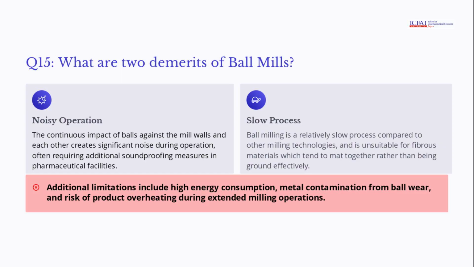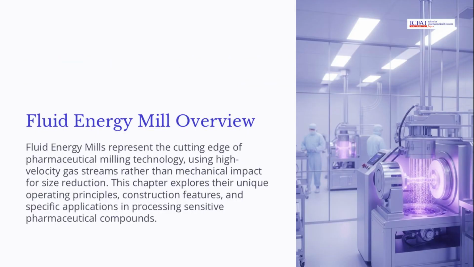Fluid energy mills represent cutting-edge pharmaceutical milling technology, using high-velocity gas streams for size reduction. This chapter explores their unique operating principles, construction features, and specific applications in processing sensitive pharmaceutical compounds.